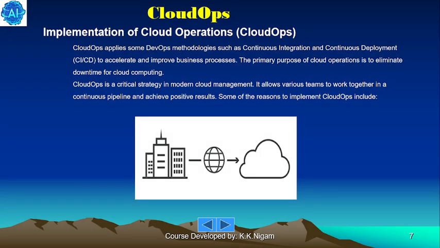Implementation of cloud operation, that is CloudOps. CloudOps applies some DevOps methodologies such as continuous integration and continuous deployment, that is CI/CD, to accelerate and improve business processes. The primary purpose of cloud operations is to eliminate downtime for cloud computing. CloudOps is a critical strategy in modern cloud management. It allows various teams to work together in a continuous pipeline and achieve positive results.